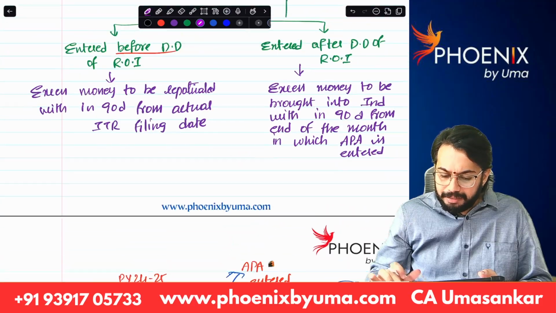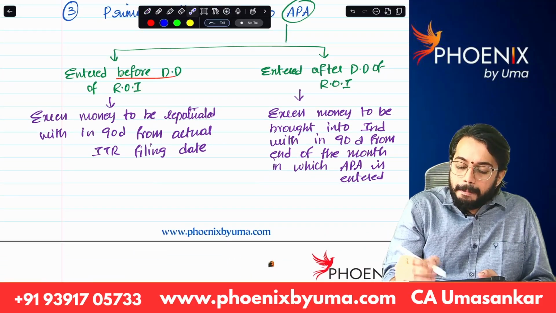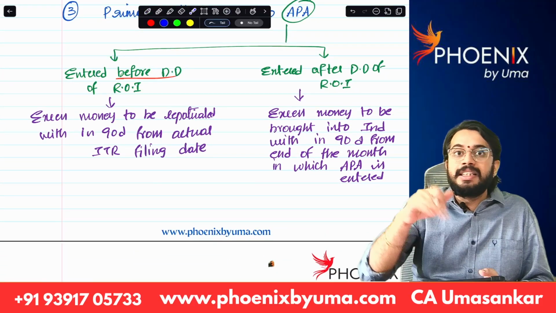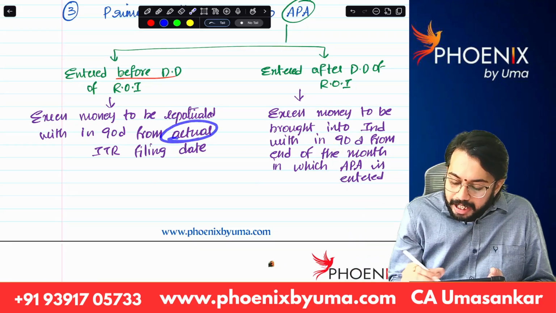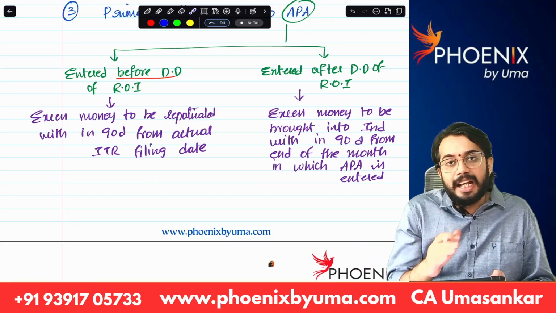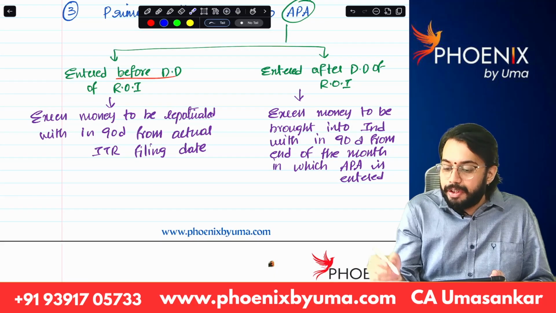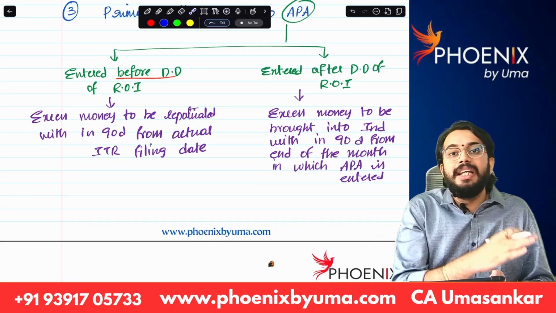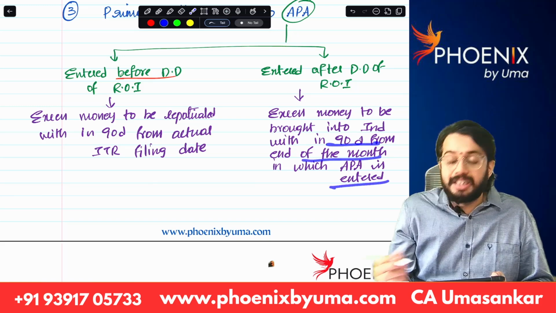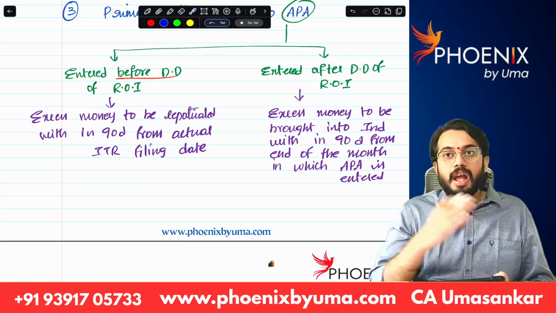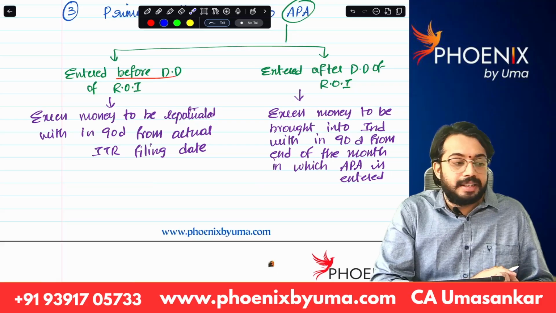So, very simple. If APA is entered before the ITR due date, then excess money is to be brought to India within 90 days from the actual ITR filing date. If advance pricing agreement is entered after the ITR due date, in that case, excess money is to be brought to India within 90 days from the end of the month in which APA is entered. Are you able to understand?